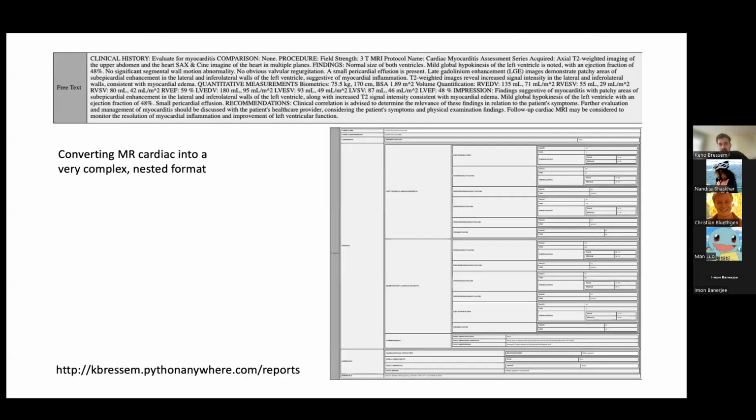So it's very hard to see, but what I want to show is this is a very complex structure template. It's a MRI of the heart. And here you have a lot of measurements which are taken. And GPT managed to extract all the measurements and put them into the right place of the structured report.